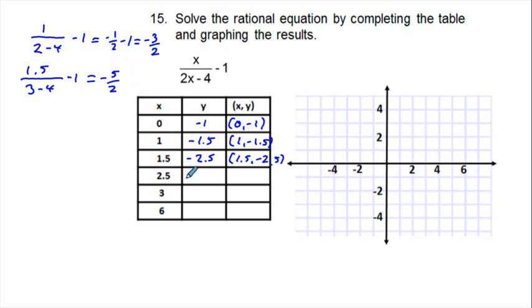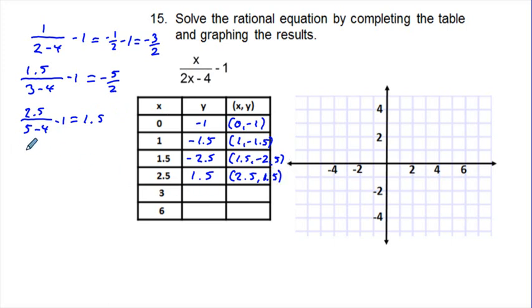Okay, and next what we have here is plug in 2.5. So 2.5 over 2x, and that's going to be 2 times 2.5 is going to be 5 minus 4, minus 1. So that's going to be 2.5 over 1 minus 1. So that's going to be 1.5. So we got 1.5 here, and we have coordinate pair 2.5 comma 1.5.